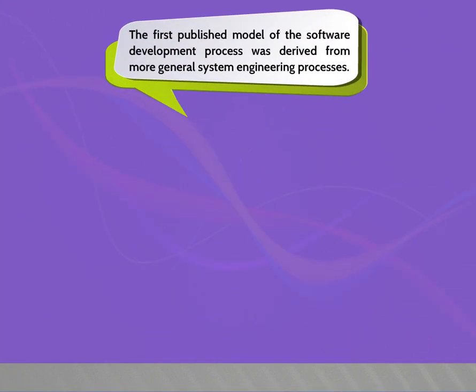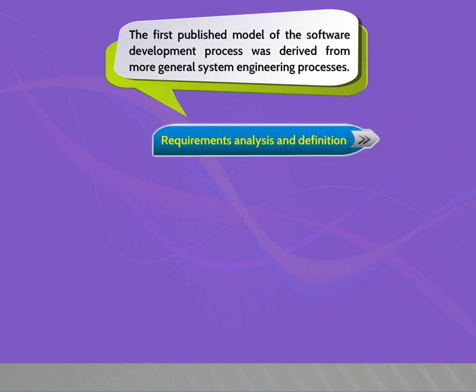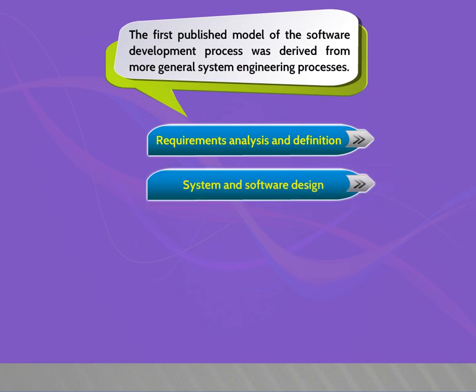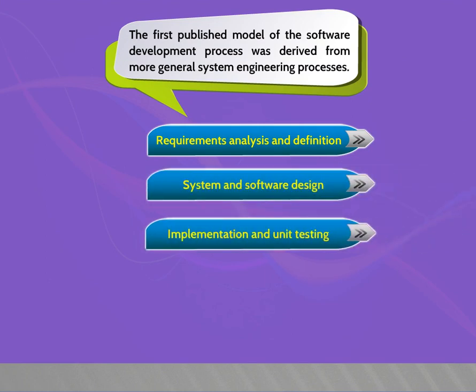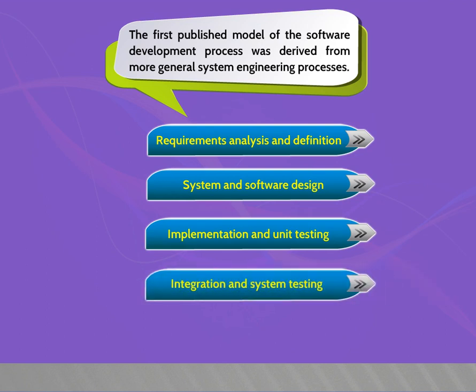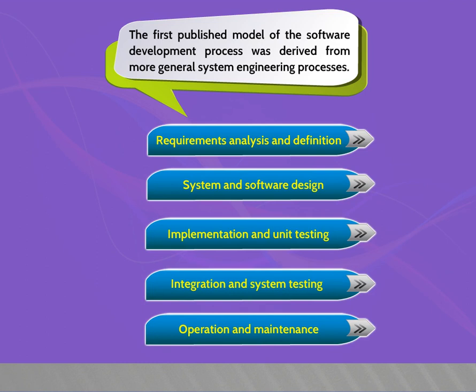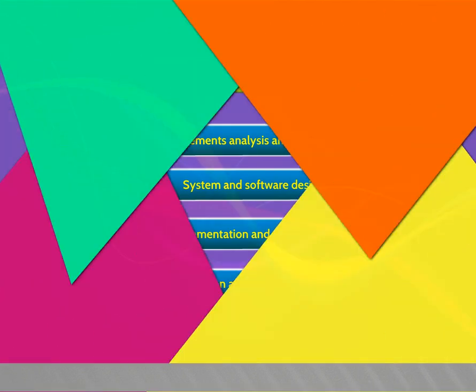The first published model of the software development process was derived from more general system engineering processes: requirement analysis and definition, system and software design, implementation and unit testing, integration and system testing, operation and maintenance.